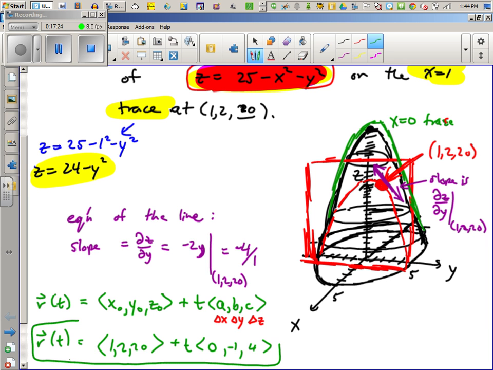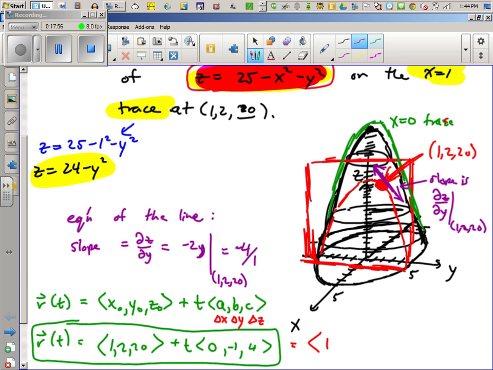Now you could put it into symmetric form or parametric form, but let's just leave it. As we saw before, the symmetric form doesn't even always work. You can't even always do it, so let's just leave it like that. If you want to put it into one vector, you can do that. So you can have one set of brackets, and then you just do 1 plus 0t, and 2 plus negative 1t, 20 plus 4t. So some people like to clean it up a little.